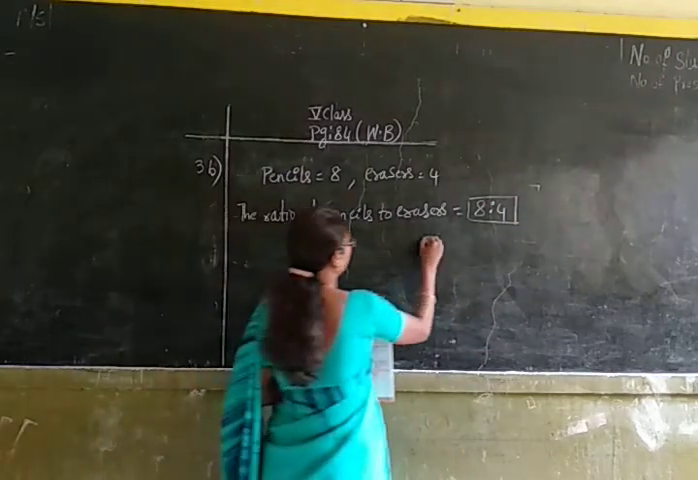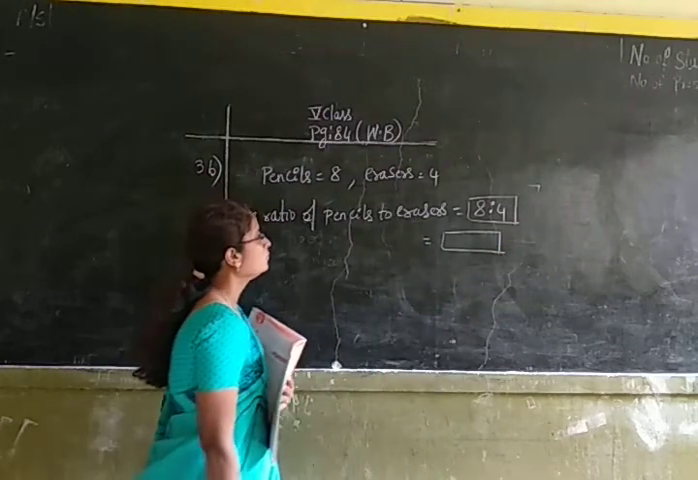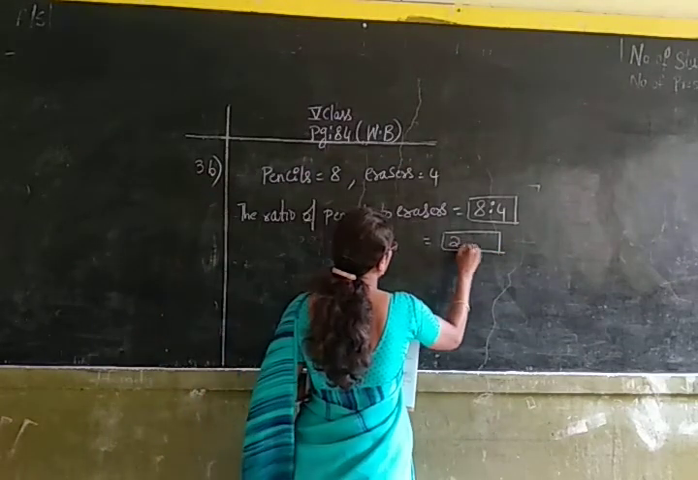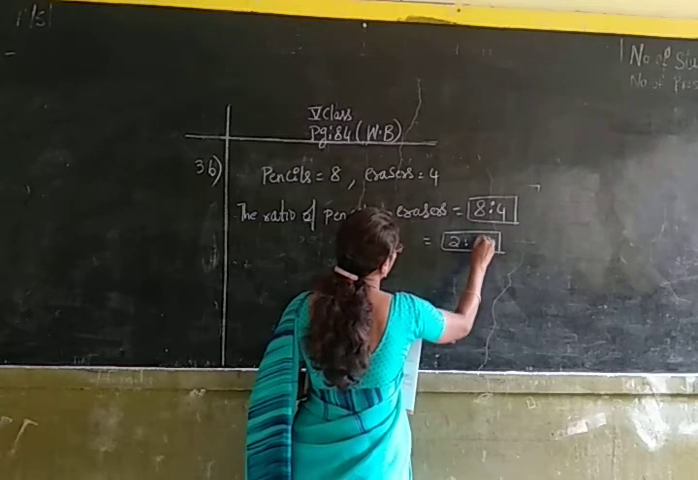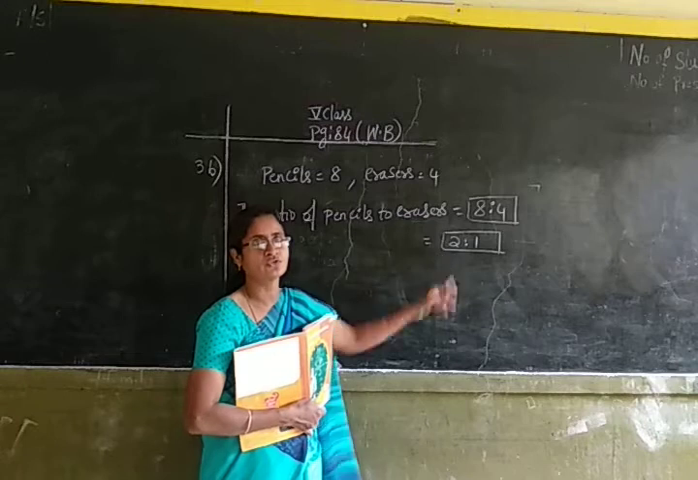Now we have to simplify the ratio. 8 and 4 are in the 4 table. 4 goes in 8 2 times. So 4 goes in 4 1 time. So 8:4 in the lowest form is 2:1.